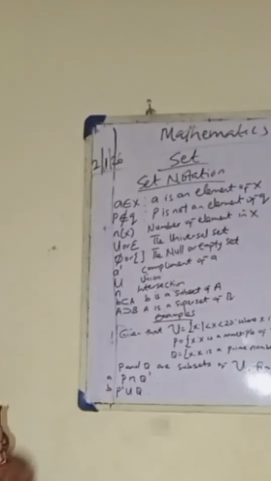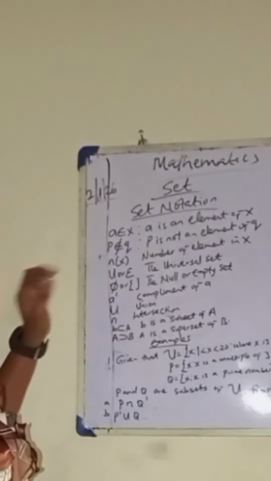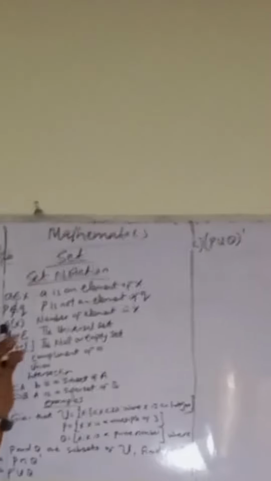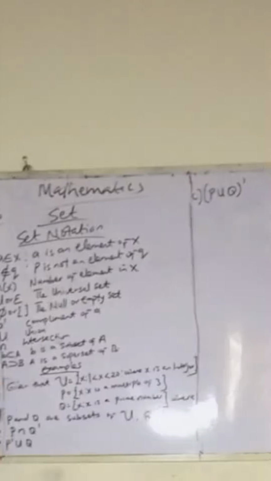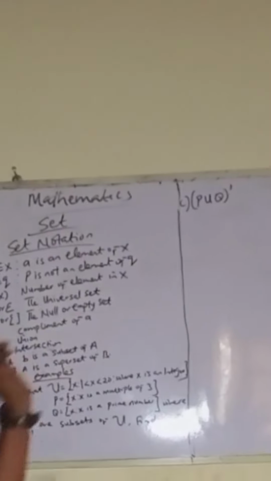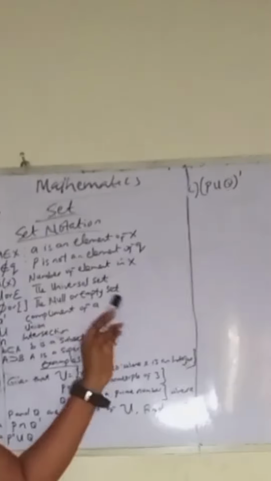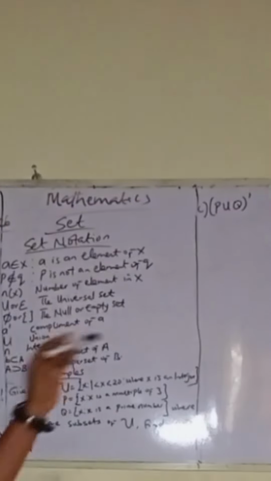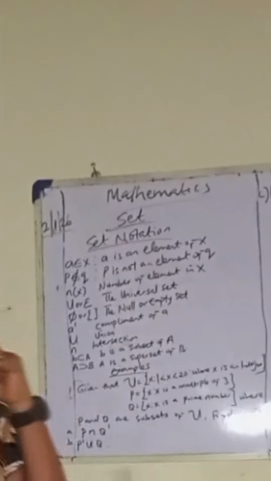These are the various symbols we have on sets. When you see this, it represents A is an element of X. Then this represents P is not an element of Q. Then this represents the number of elements in X. This represents the universal set. This represents a null or empty set. This represents the complement of a set, complement of A. When you see this symbol, it represents union. You see this symbol, it represents intersection, and so forth.